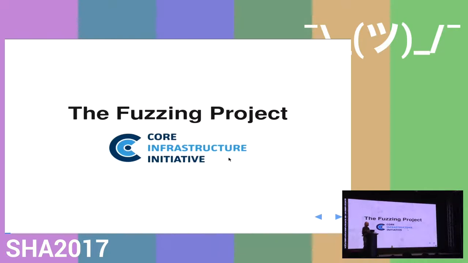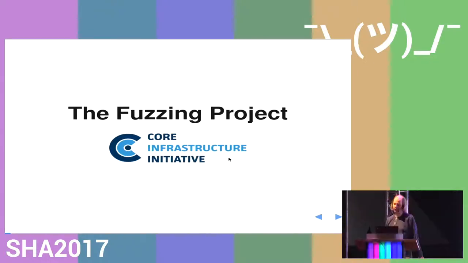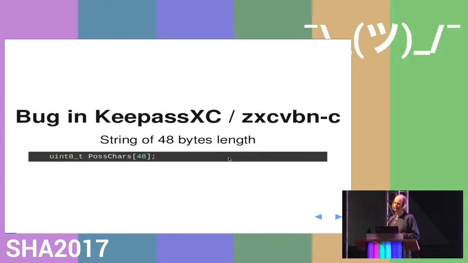Hello. So today I want to present some methods to you how you can improve your software, if you write software, and introduce the little project I have been running for a few years. I run the Fuzzing project, which is also supported by the Linux Foundation's Core Infrastructure Initiative. I generally try to improve the security of free and open source software there. And I occasionally find these bugs where I think these bugs shouldn't happen.